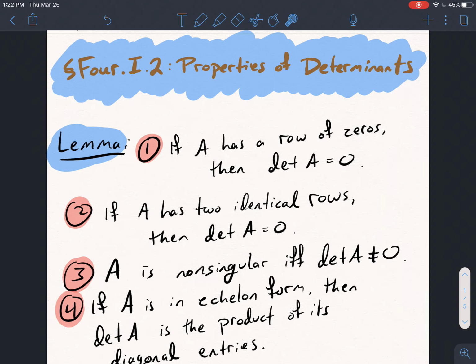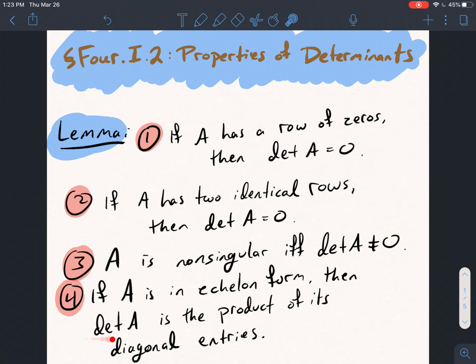the determinant is 0. Part 3 says that a matrix is nonsingular if and only if its determinant is nonzero. So nonsingular if and only if nonzero determinant. And this is something we were hinting at before when we were talking about motivation of determinants. We wanted the determinant to tell us whether or not a matrix is invertible, and so this is really confirming that our definition is a good one and doing what we wanted it to in the first place.